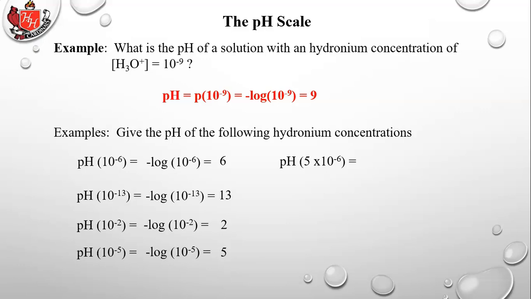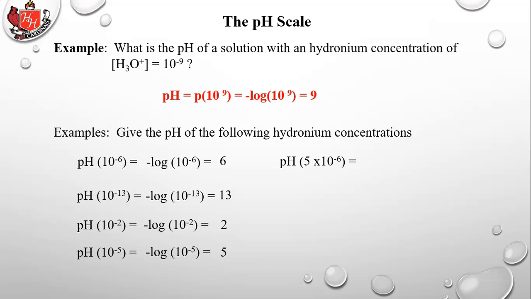1 times 10 to the negative 6 gives you a pH of 6. If you now multiply by 5 times the number of hydronium ions, you have 5 times 10 to the negative 6th. So that's a stronger or a larger concentration of hydronium ions which make up the acid. So it's a stronger acid. Therefore, this number is going to go down. It's going to go down below 6, not up.